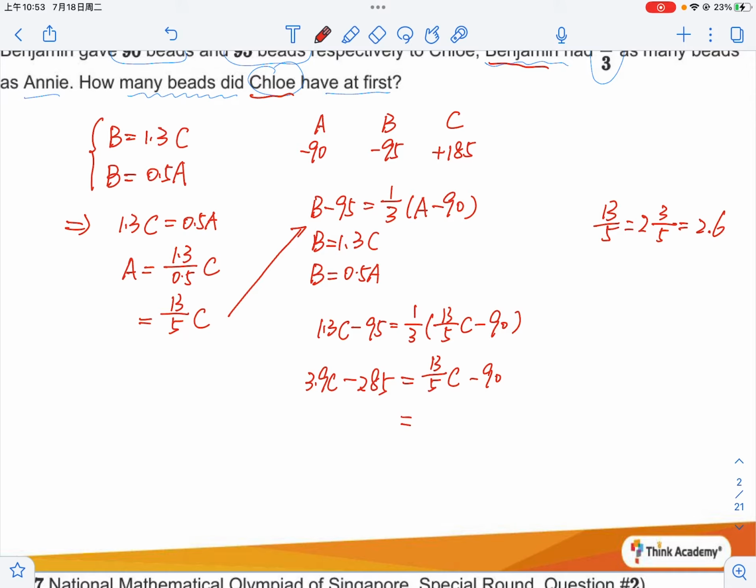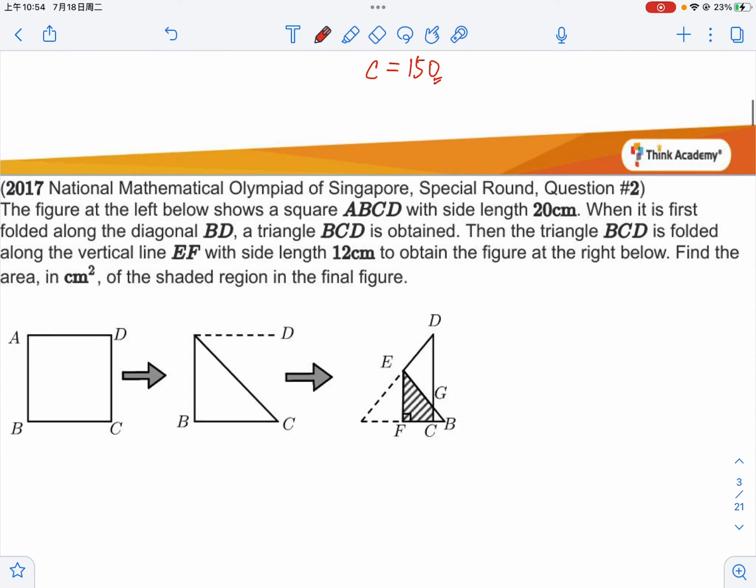Let's move 2.6C to the left side. It becomes 1.3C equals 195, which means C equals 195 divided by 1.3. This one is 1, and the remaining part is 65, so times 5, the answer is 150. So C had 150 beats at first.